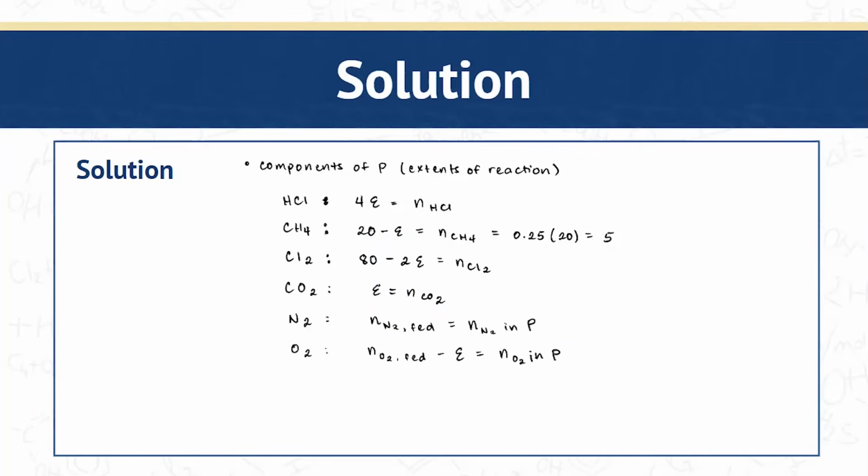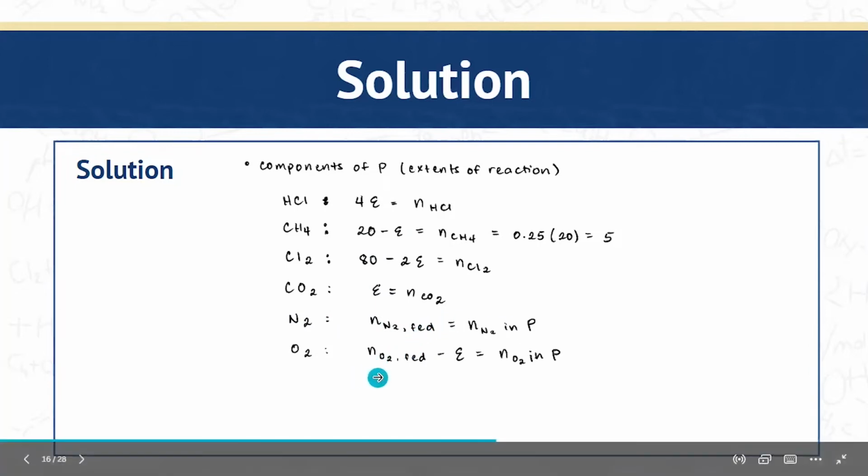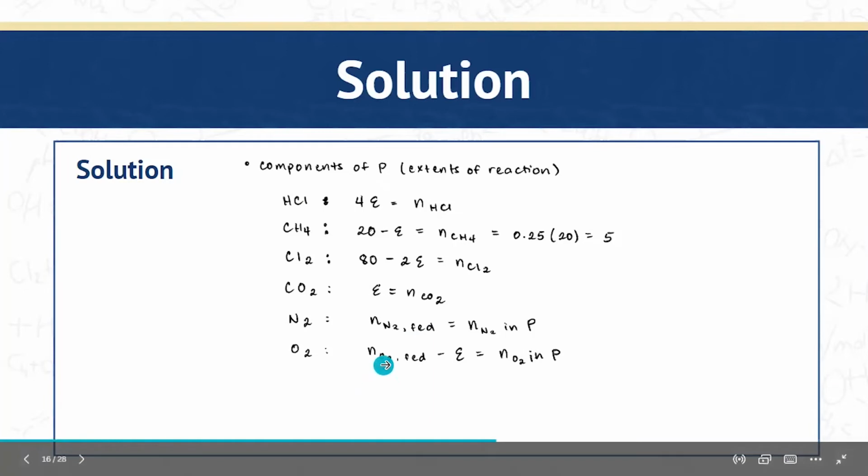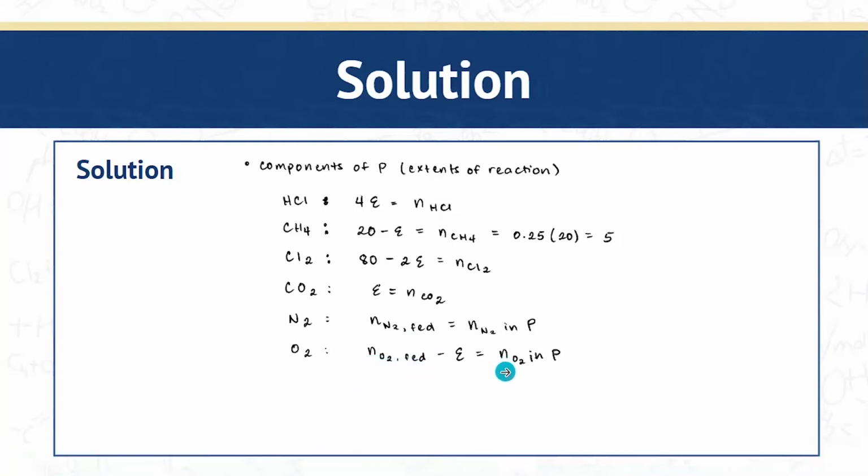And then finally, the components from air. For nitrogen, we don't know yet since air is fed in excess. So however much nitrogen gas is fed, that's also the nitrogen gas in P because it didn't react with the methane, or it didn't react anywhere in the reactor. Now for the oxygen, 1 mole of oxygen is used for every 1 mole of methane. So however much oxygen is fed, NO2 fed, minus epsilon, the remaining would be the oxygen that exits in P.